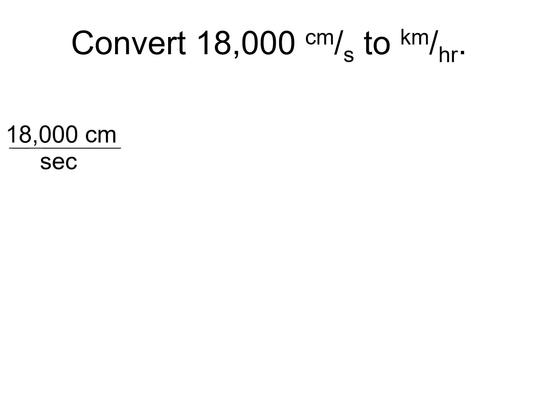This next conversion, we're going to go from centimeters per second to kilometers per hour. So we start with 18,000 centimeters per second. Now we got 2 separate units, centimeters and seconds. So what we have to do is pick one of them to convert. Let's go ahead and do centimeters to kilometers first.